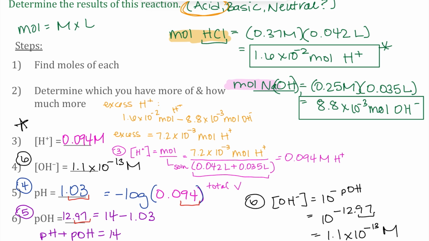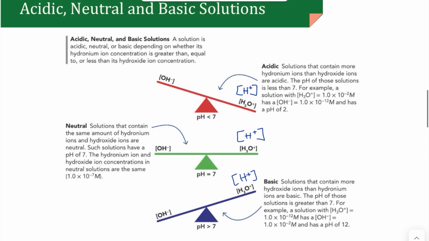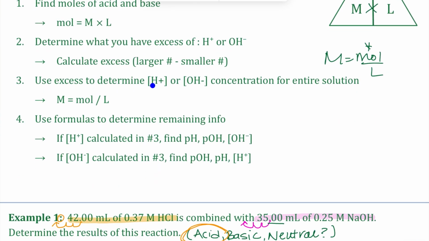So once you are able to find that H plus concentration, then we are able to go through our other formulas like we have in the past. But it is these steps of finding how many moles of each do I have, and then visually looking at what do I have more of and how much more. So finding that excess and then using that excess to determine the concentration for the entire solution. So molarity is moles over liters of the entire solution with that.